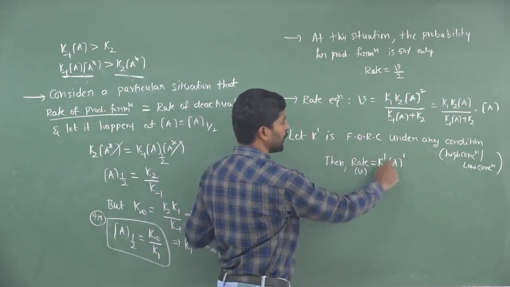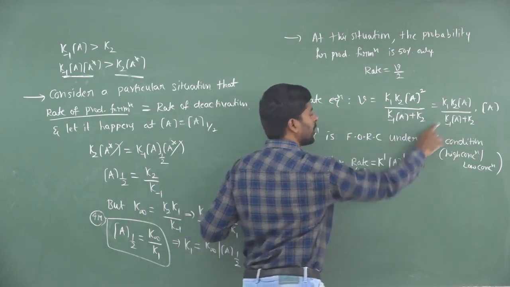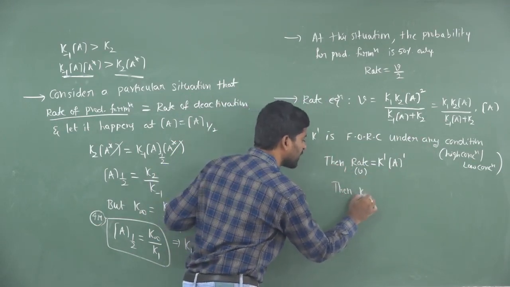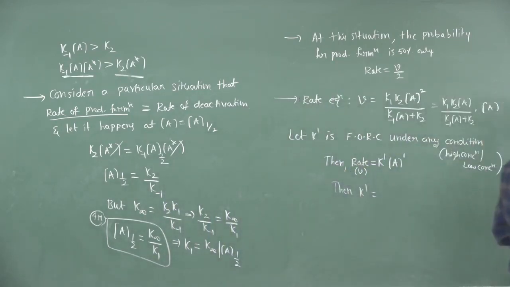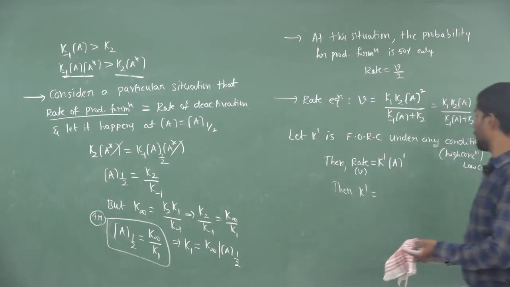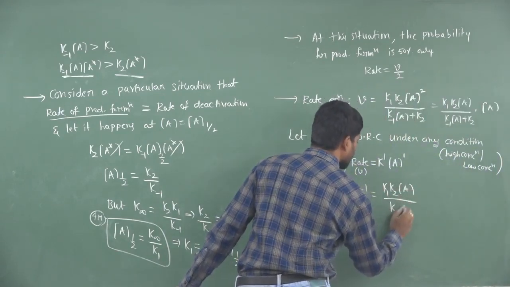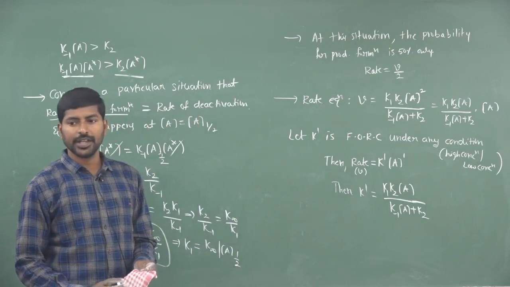Now if you compare these two equations, what is the expression for the first order rate constant? From the above two equations, V and V get cancelled, A and A get cancelled. So in the place of K dash we have K1 K2 A by K minus 1 into A plus K2. This is the expression for the first order rate constant under any conditions.